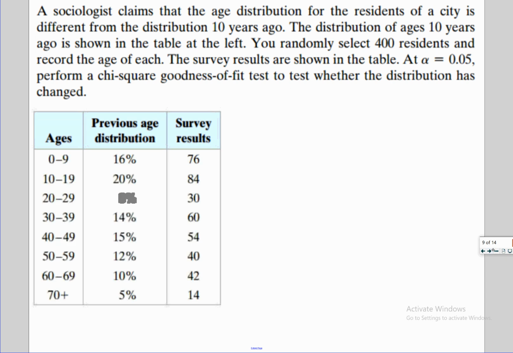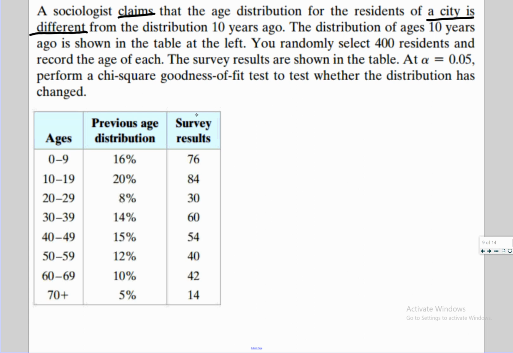It says a sociologist claims that the age distribution for residents of a city is different from the distribution of 10 years ago. This time, the claim is that it is different. So the claim is going to be your alternative hypothesis here from an expected distribution of 10 years ago. 10 years ago, it's shown at the left. You randomly select 400 residents, and you have a level of significance of 0.05. Perform a chi-square goodness of fit test to tell whether this distribution matches 10 years ago or does not match, whether it fits that expected distribution.